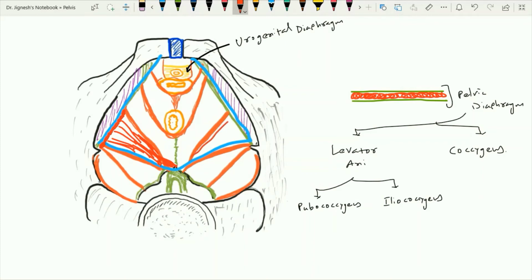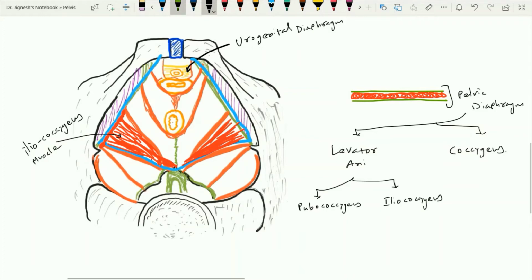So this muscle is the iliococcygeus part of the levator ani. When we see the pubococcygeus muscle, the remaining anterior part of the levator ani muscle, it is further divided into four parts.